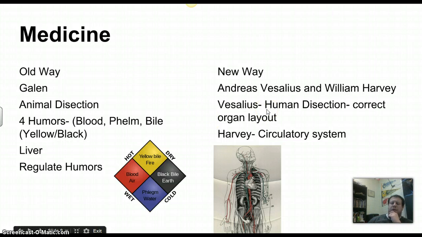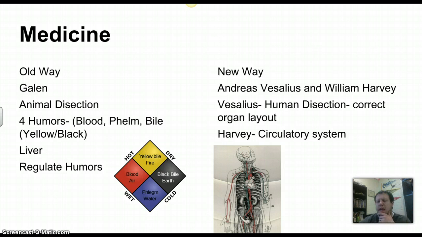Vesalius was doing human dissection at the University of Padua in Italy. We know that Da Vinci was doing them as well, but Vesalius actually published his human dissections. And so he actually kind of wrote the book on where organs are supposed to be, and the actual layout of organs on the human body.